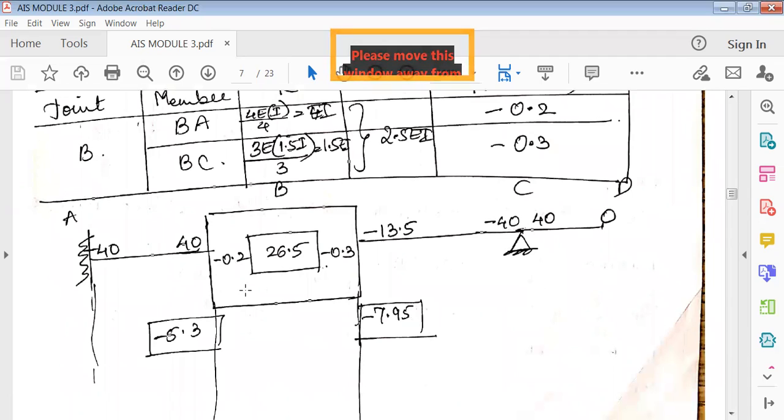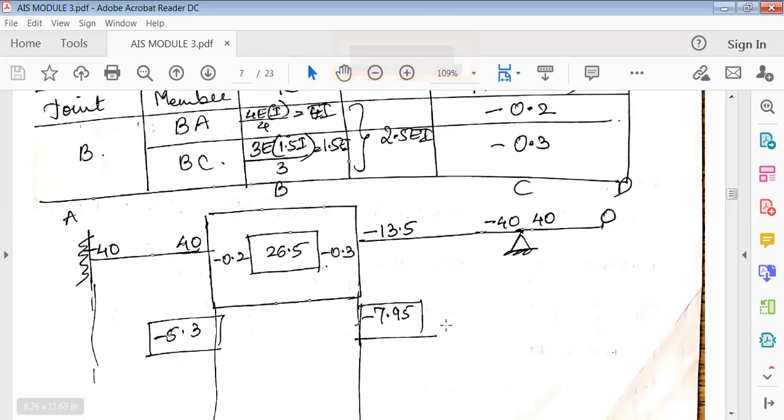Okay. Now is the iterations. You have to carry out the iterations. So this is 40 minus 13.75, so 40 minus 13.75 is 26.25 here. Okay, make this correction, 26.25. So 26.25 into minus 0.2, it's minus 5.25. Then same 26.25 into minus 0.3 is minus 7.875.